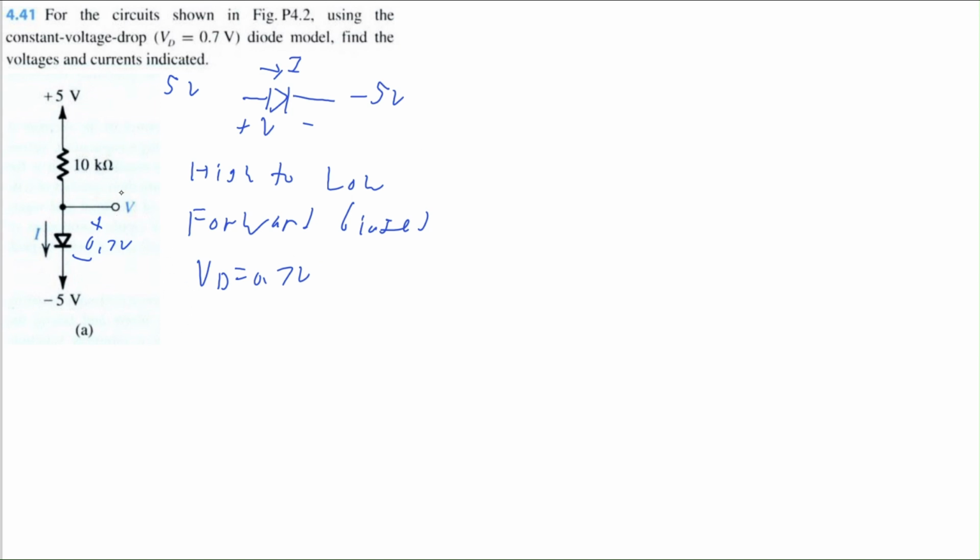Now we can calculate the voltage at point V, because if we know that this is negative 5 volts, then if we travel up the circuit, we had a drop of 0.7 volts here. V equals negative 5 volts, and then just add that voltage drop back of 0.7 volts. We get negative 4.3 volts.